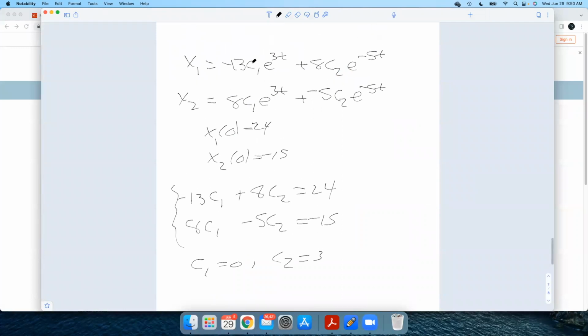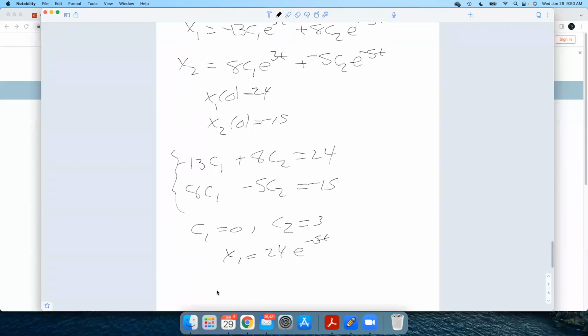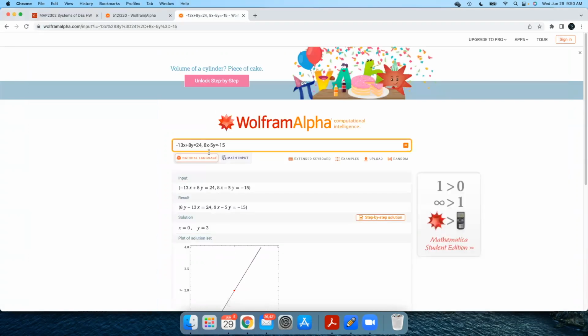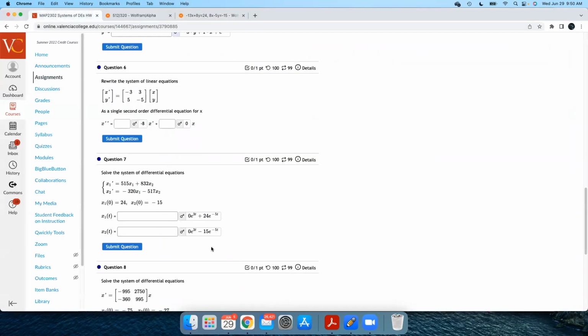So then both of these guys are 0 right here. Both of those are 3. And just for completeness, I'll write this up here. Let's see if C2 is 3. I'll get 24e to the negative 5t. And x2 will be, what is that, negative 15e to the negative 5t. Which is exactly the right answer.